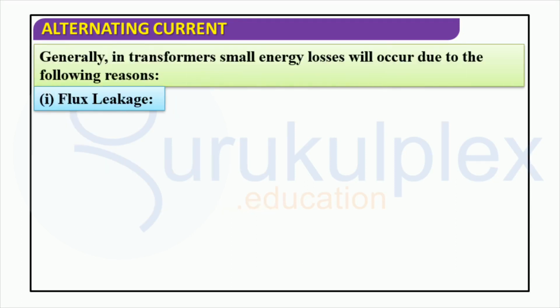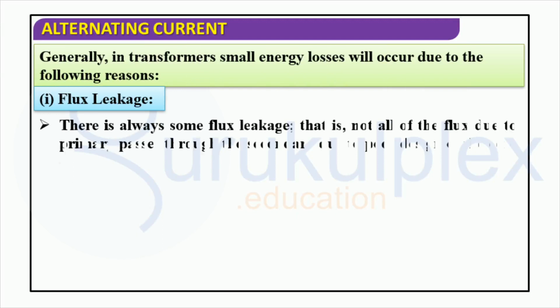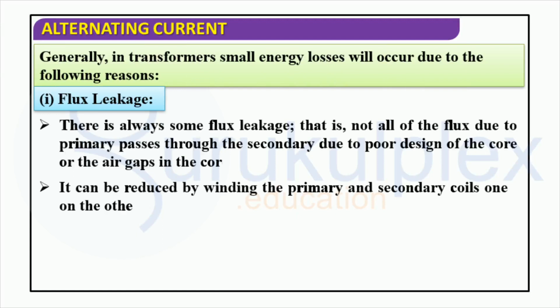Energy loss in transformers is caused by flux leakage, whereby not all of the flux from the primary passes through to the secondary as a result of poor design or air gaps in the core. To reduce this loss, winding the primary and secondary coils one on top of the other is recommended.